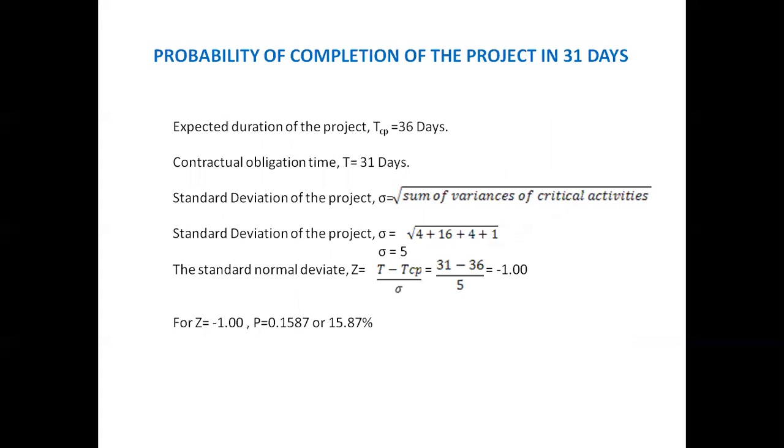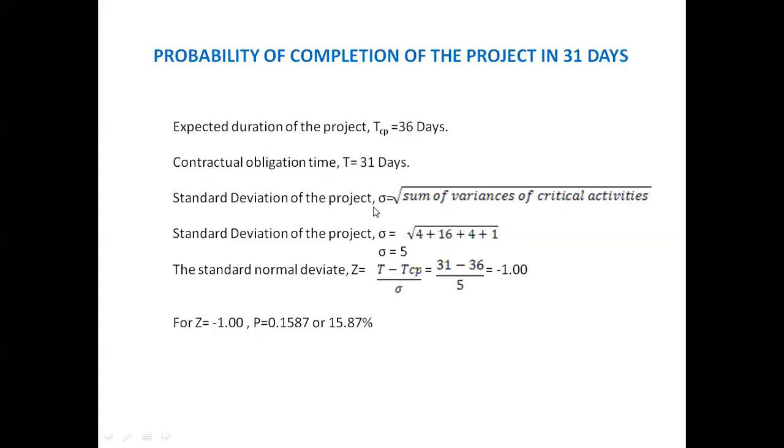Here, the probability of completion of the project in the contractual obligation time, this is called the contractual obligation time, 31 days, is calculated by following these steps. First, T suffix CP, that is the expected duration of the project, is equal to 36 days, which we have calculated. And then the contractual obligation time T is equal to 31 days, which is asked in this problem.